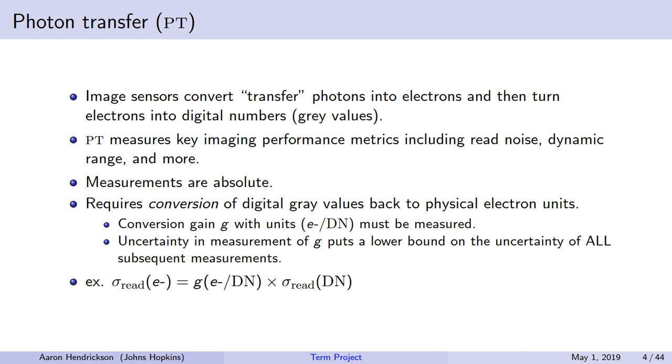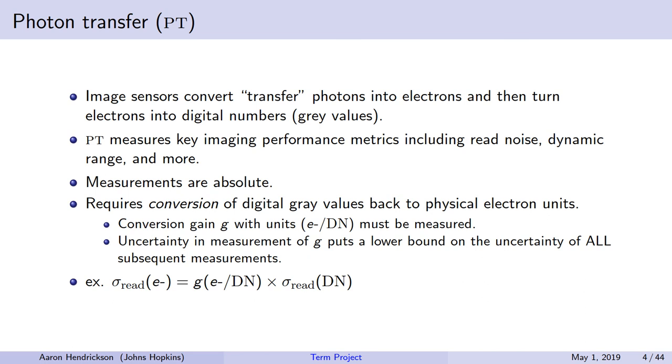So we saw a couple slides ago the effect that read noise has on an image. We want lower read noise in most circumstances. To quantify that, we use a technique called photon transfer. Where it gets its name from is that digital image sensors take photons of light from a scene. Those photons interact with the sensor, and the sensor converts, or transfers, those photons into packets of charge, or packets of electrons. These electrons make their way through the circuitry of the image sensor and are eventually digitized and converted into digital numbers. A lot of people know them as gray values.